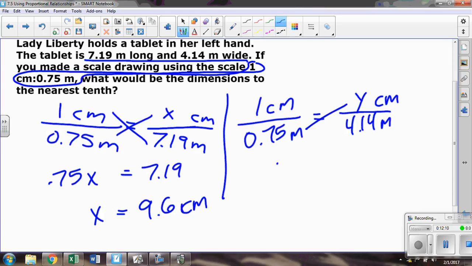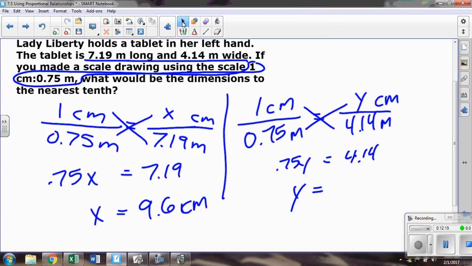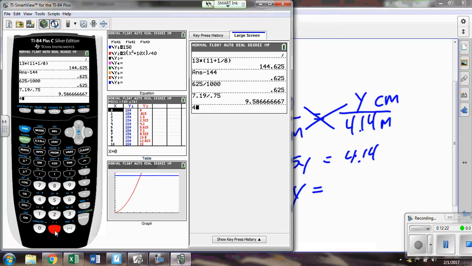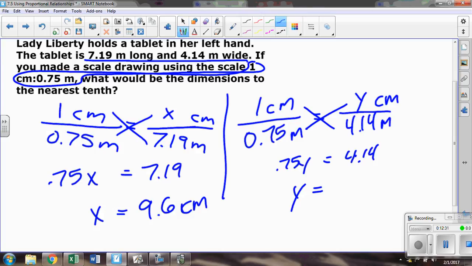Same thing, 0.75 times y, 4.14. And with that division, 4.14 divided by 0.75, 5.5, rounded to the nearest tenth. There, we're done. This set of directions did not actually ask us to physically draw it. The directions only asked what would the dimensions be. You will have problems, though, that say, I want you to actually make the drawing.